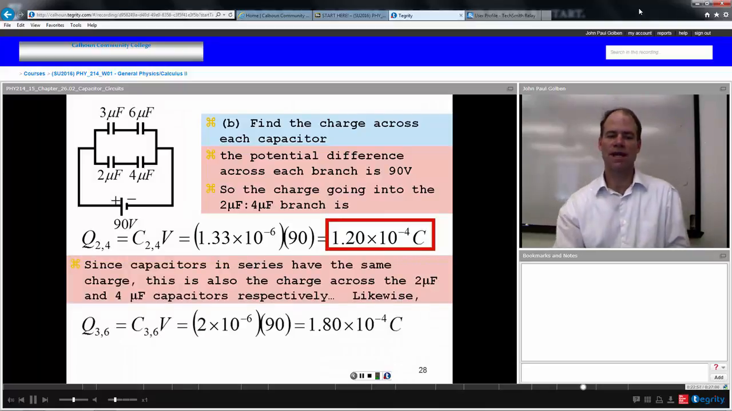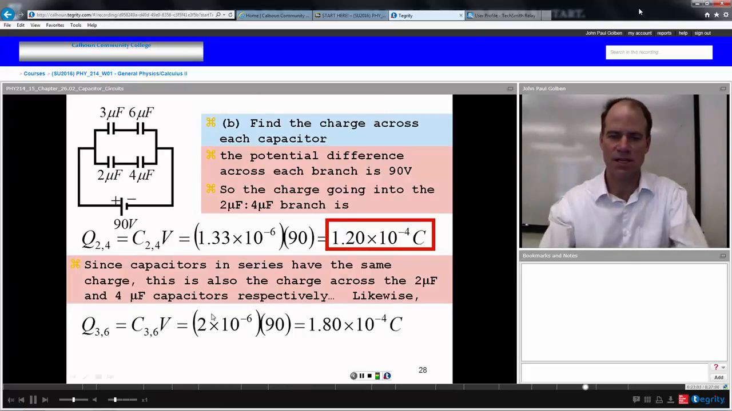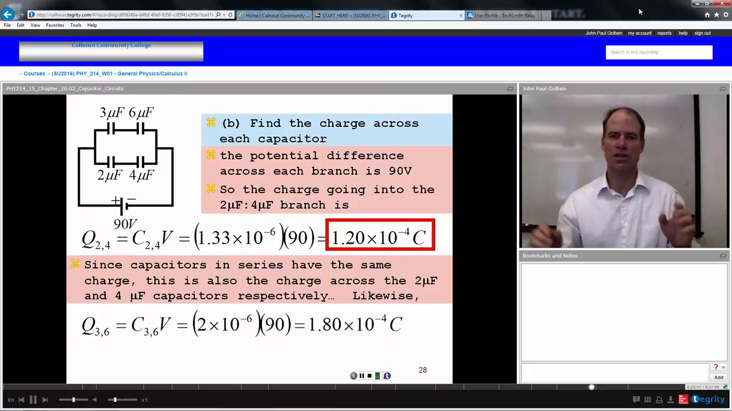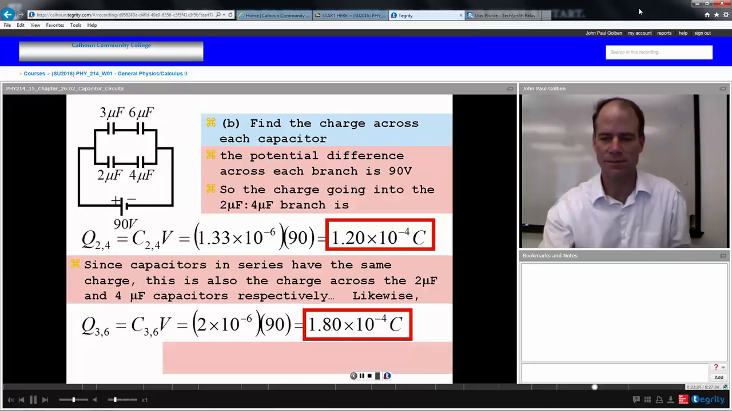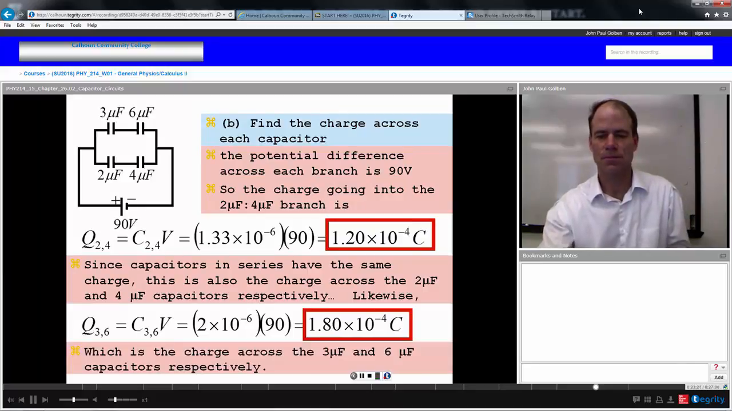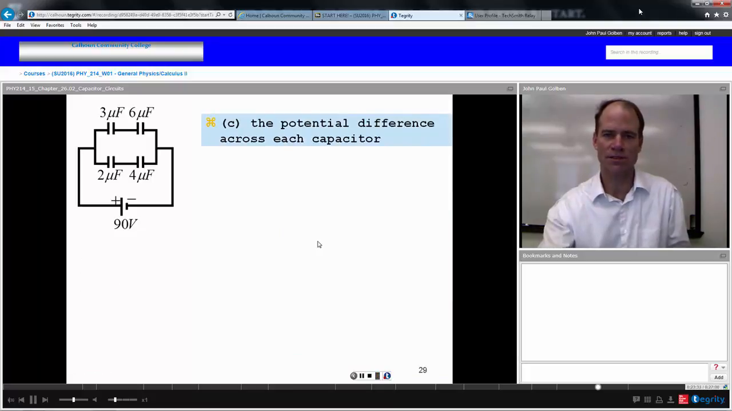For the 3 and 6, we'll take the 90 volts across the equivalent capacitance of that series combination, which was 2 microfarads. So we have 2 times 10 minus 6 times 90 volts, giving us a charge on the equivalent capacitance of that branch, 1.8 times 10 minus 4 coulombs, and that also will be the charge on the 3 and the 6, because things in series have the same charge as their equivalent device. So we now know the charge on all 4 capacitors.